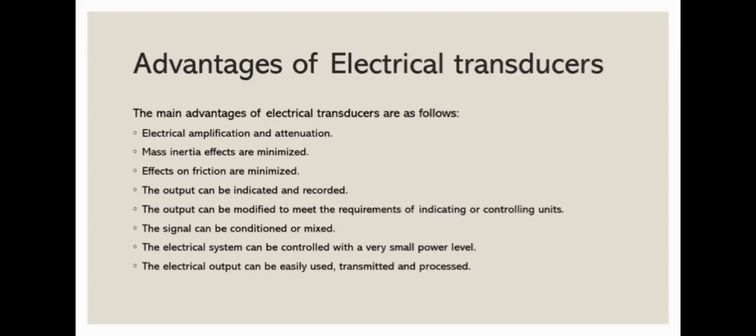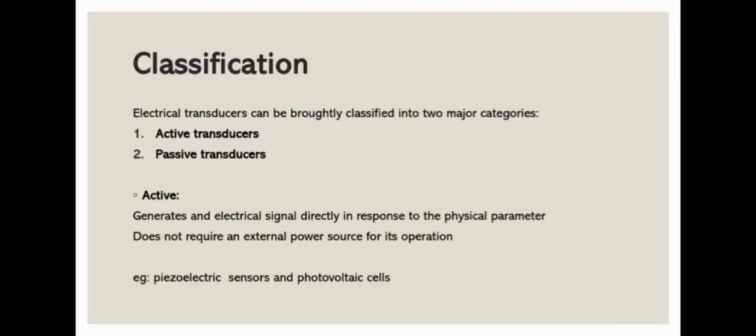So, the electrical transducers can be broadly classified into two major categories, and these are active transducers and passive transducers. Now let us have a look at the active transducers. An active transducer generates an electrical signal directly in response to the physical parameter and does not require any external power source for its operation.